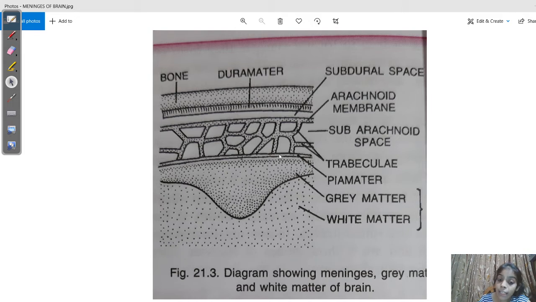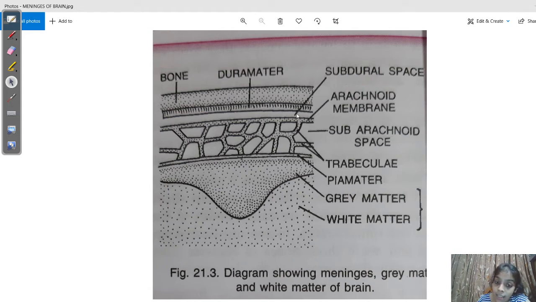Below the arachnoid there is again another space, which is called the subarachnoid space. And below that there is pia mater. Now pia mater is a vascular layer, which means it is richly supplied with blood capillaries. So dura mater is a fibrous layer, pia mater is a vascular layer.